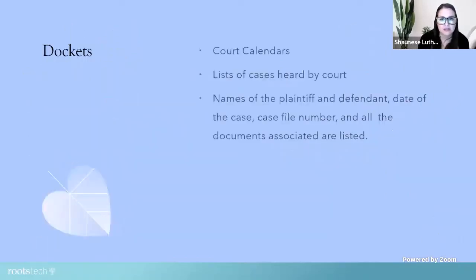Then the dockets. The dockets are the court calendars, the list of cases heard by the court, the names of the plaintiff, defendant, date of the case, case file, and all of the documents associated on this list. The docket will be the first thing on the court record. It'll be the first page. And then depending on how big it is, if it's like a big trial, it'll have all the witnesses for both sides. It also has what went into evidence, like pictures, that kind of thing.